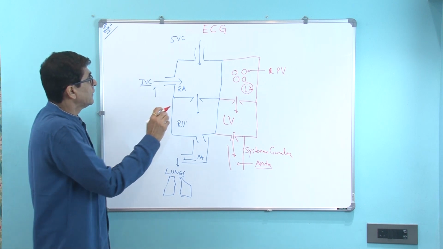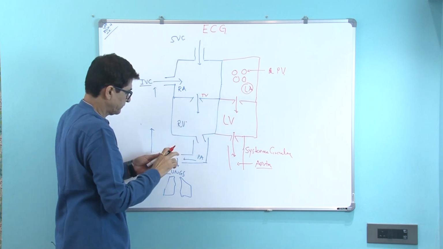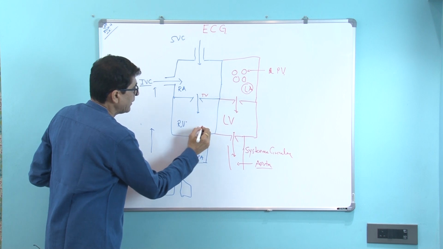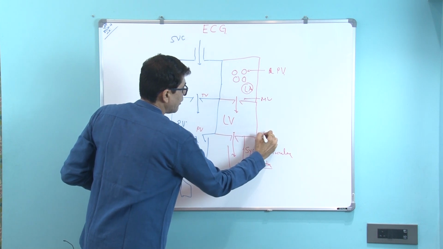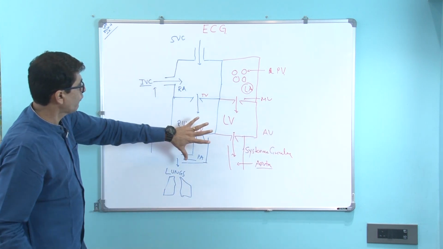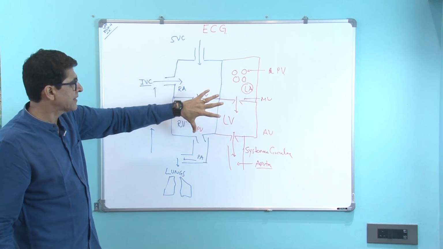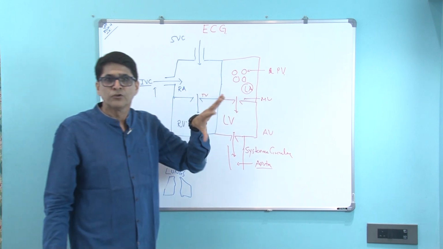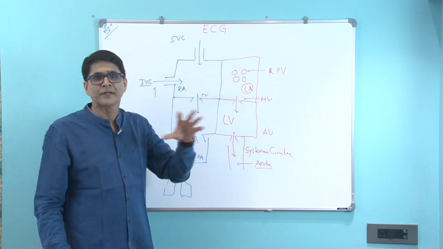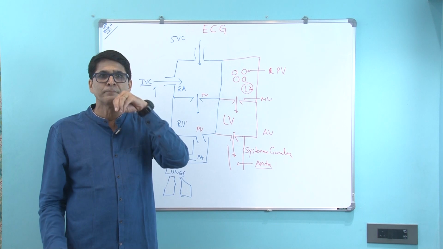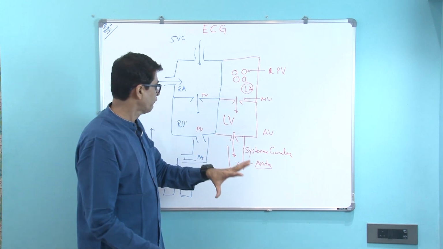So there are valves in between. This is the tricuspid valve, this is the pulmonary valve, this is the mitral valve, and this is the aortic valve. There are 4 valves. You will need this understanding when you need to understand the ECG. Otherwise, I can just teach you the waves, but that knowledge won't last longer and your basic fundamentals will not get clear. Unless you know this, it is not going to be useful for you.